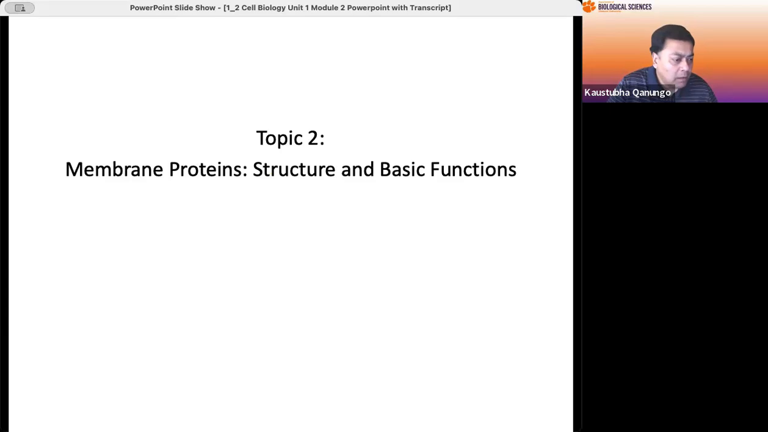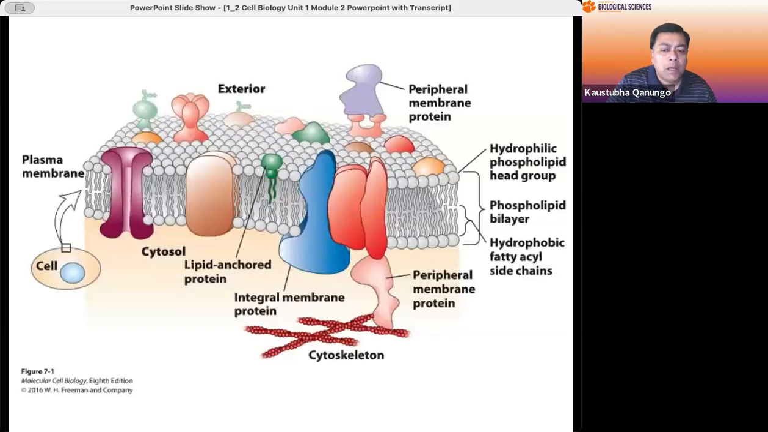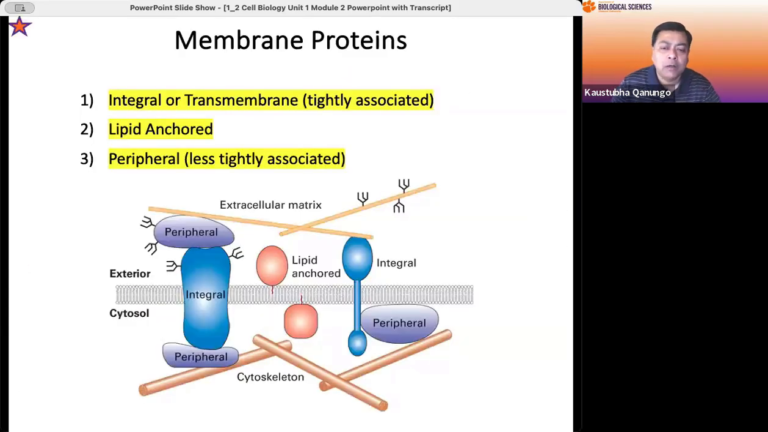Let's move on to the next part. We already talked about these. Here we are looking at, again, an important picture. Integral or transmembrane, tightly associated. These are peripheral proteins. And whenever you see a protein with a tail, 1 or 2, remember that doesn't matter. If you see that there is a protein which does have 2 tails, that will be a lipid anchor as well. If you just have that whole thing.